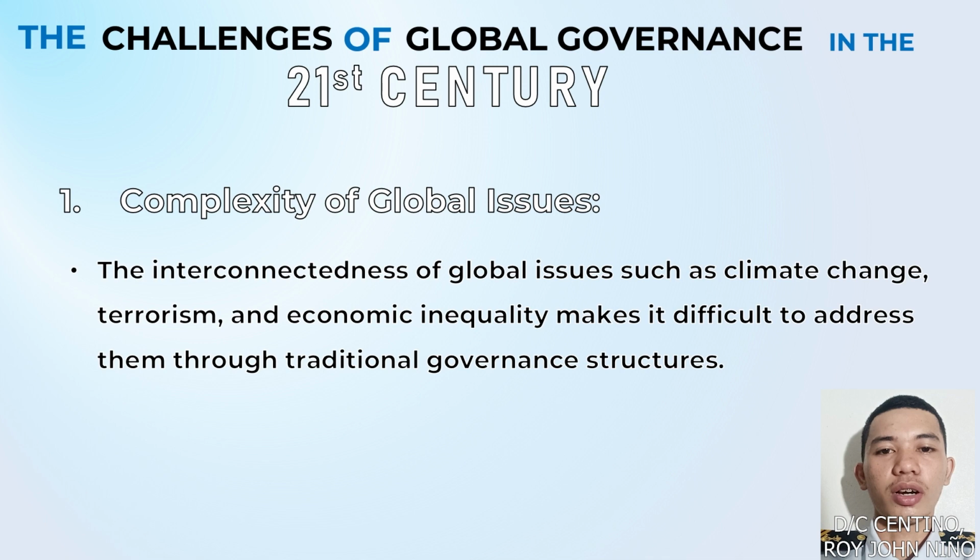The interconnectedness of global issues such as climate change, terrorism, and economic inequality makes it difficult to address them through traditional governance structures. For example, addressing climate change involves understanding the scientific complexities, coordinating efforts among multiple countries and sectors, and balancing environmental concerns with economic development. Similarly, terrorism requires cooperation among nations, intelligence sharing, and addressing root causes such as political instability and social grievances.